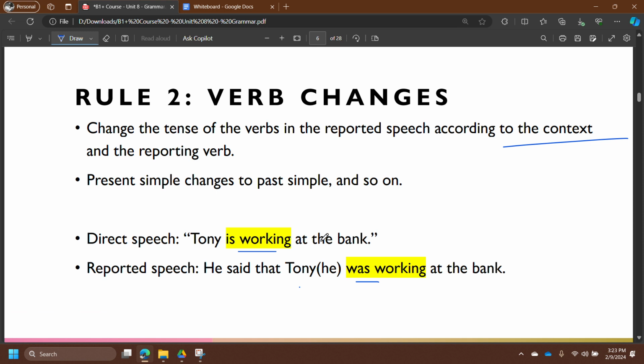Okay, so that's why we said also according to the context. If the information is still true, if the person is still working at the bank, it's okay to even use the same tense again. He said that Tony is working at the bank.